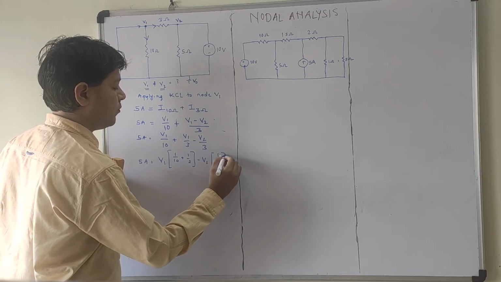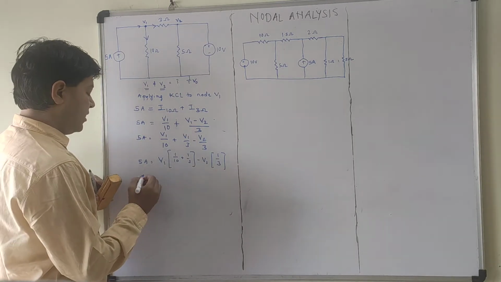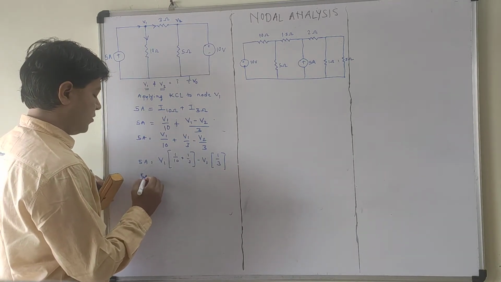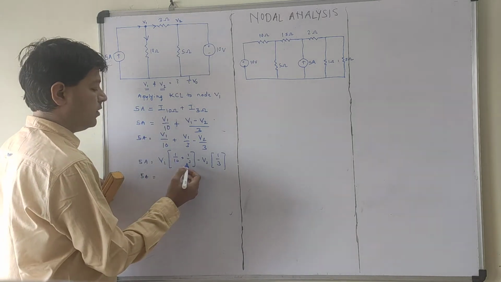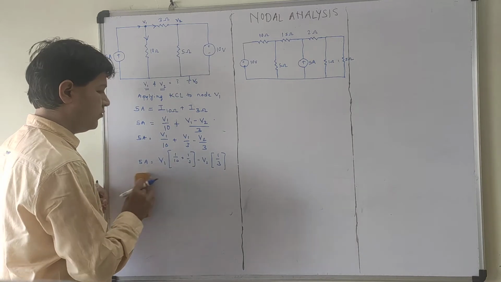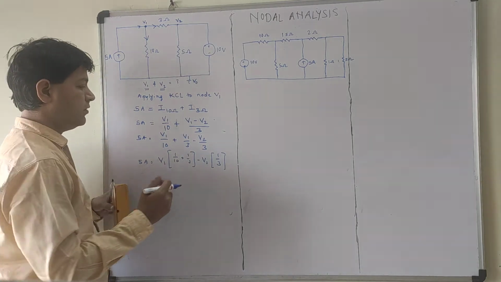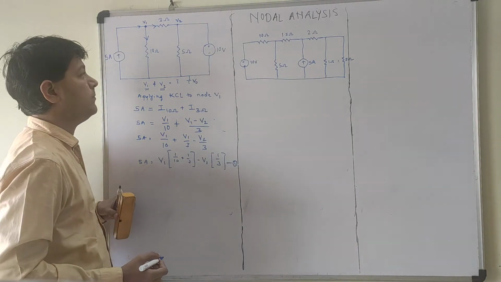This is 1 upon 3. So when you simplify this, 5 ampere is equal to 1 upon 10, which is 0.1, plus 0.33, or rather you simplify this using the calculator. This is equation 1.